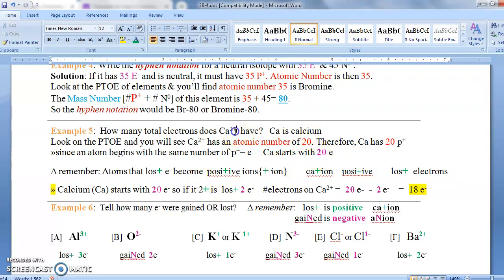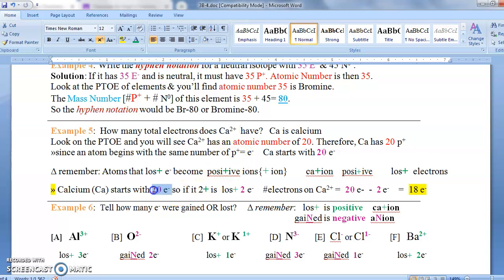They're wanting to know how many electrons calcium 2+ has. Remember, if it's a positive ion, it's lost. Lost has a positive sign at the end, which is really a T. It's lost 2 of its negatives. It has to have lost 2 negatives because it now has 2 more protons. 2+ means there's 2 more protons than electrons.